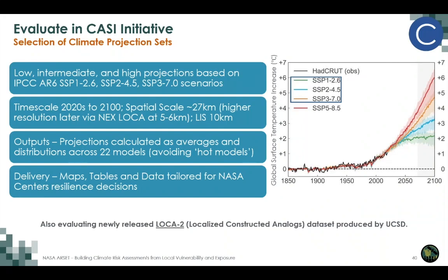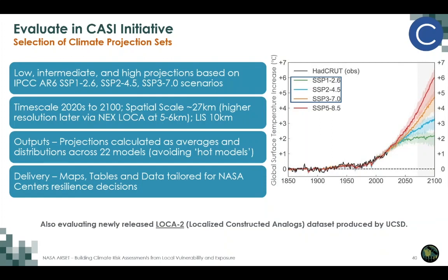Within CASI, we look at timescales from the 2020s out to 2100. NEX GDDP allows us to get to a spatial scale of about 27 kilometers. And you can see in a few slides some other data sets that we are using to augment, including the NEX LOCA data set and the Land Information System, which we will describe in future slides.